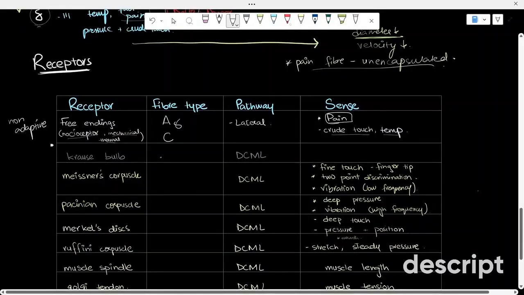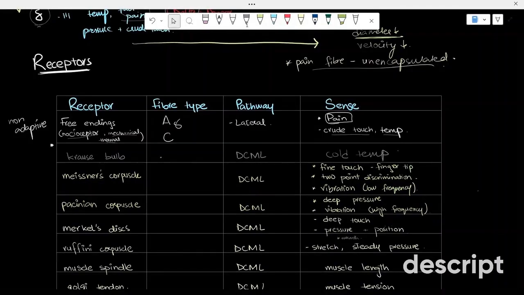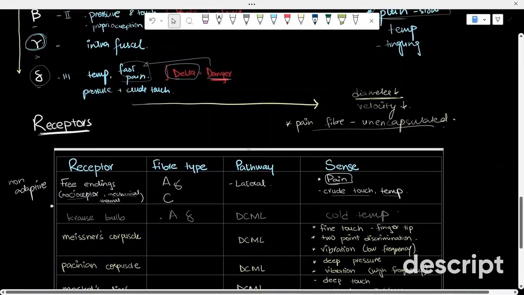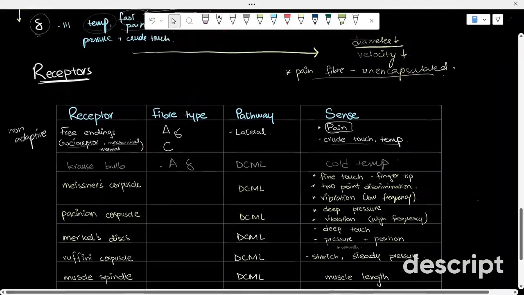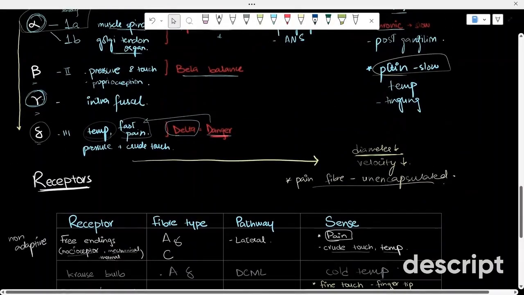Moving to Krause's bulb, it is responsible for detecting cold temperature. And the fiber type then will be A delta as it was responsible for temperature. When you're going through this receptor, please have this written with you so that you can relate with it.